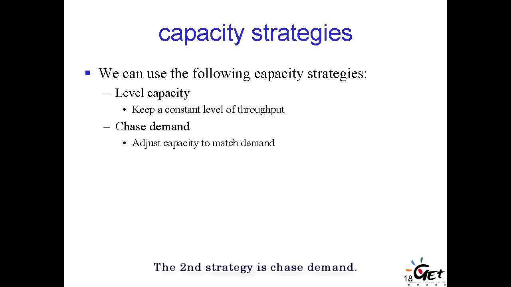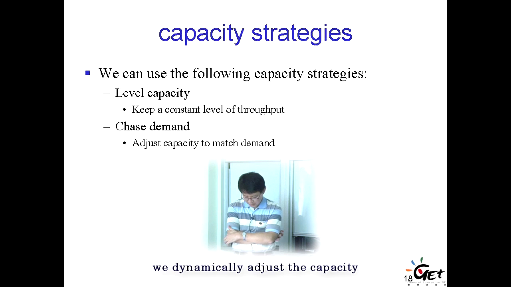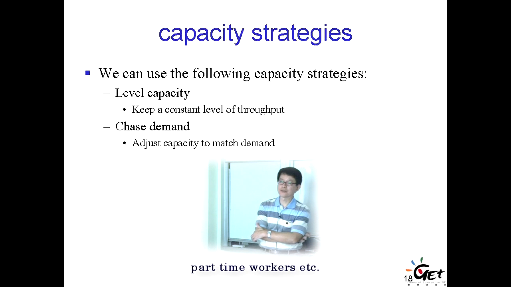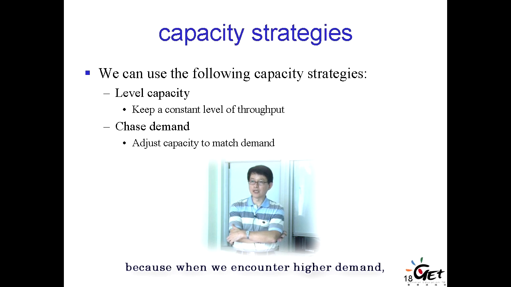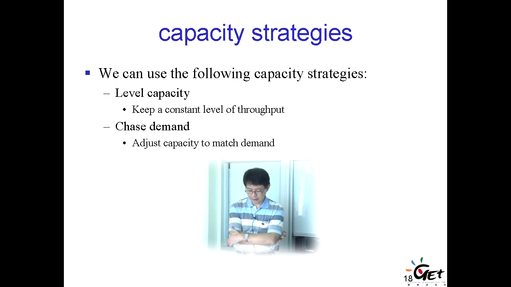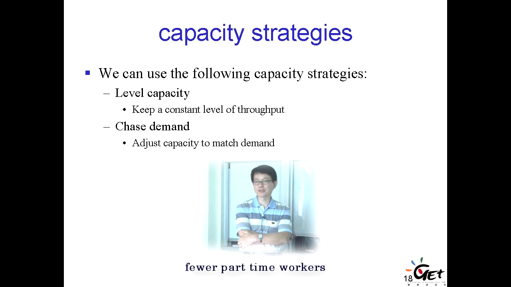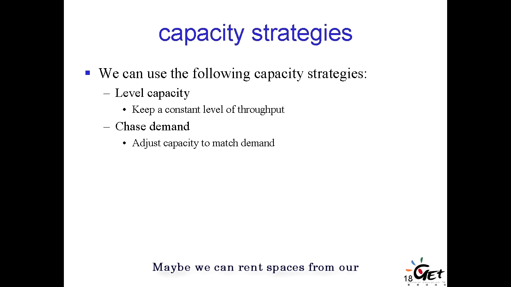The second strategy is chase demand. According to demand, we dynamically adjust our capacity. For example, we can hire temporary workers, right? Part-time workers, etc. Because when we encounter higher demand, we can hire more part-time workers. Otherwise, we can use fewer part-time workers. Okay. Maybe we can rent spaces from our local competitors or our local partners. Right? This is dynamically adjusting capacity to match demand. So this is the second strategy, chase the demand.